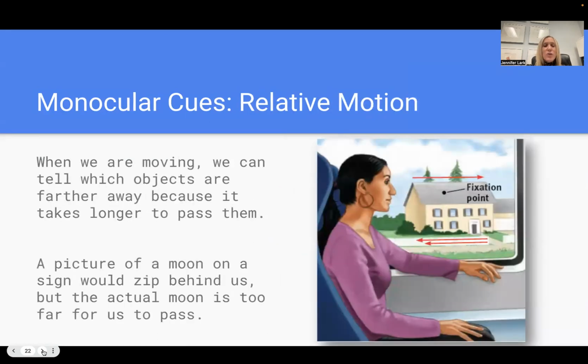Relative motion. When we're moving, we can tell which objects are farther away because it takes us longer to pass them. A picture of a moon on a sign would zip behind us, but the actual moon is too far for us to pass.